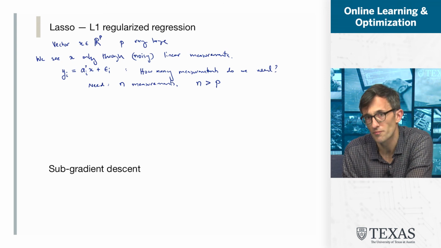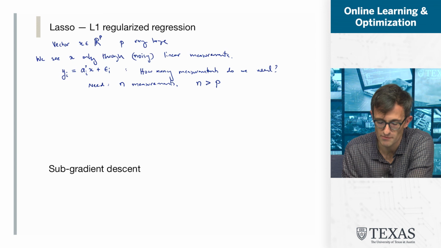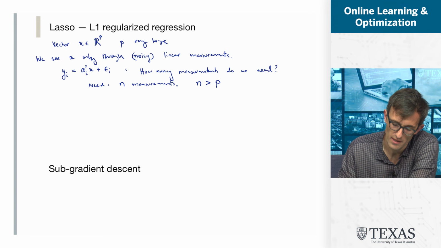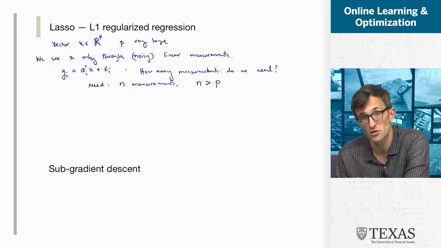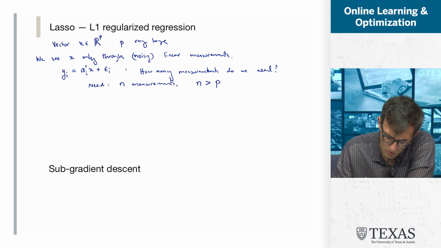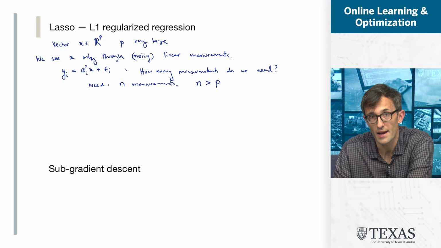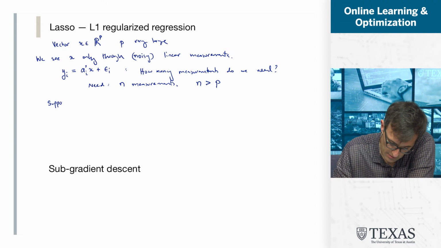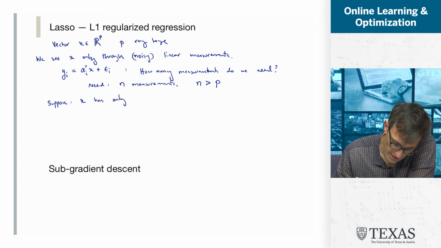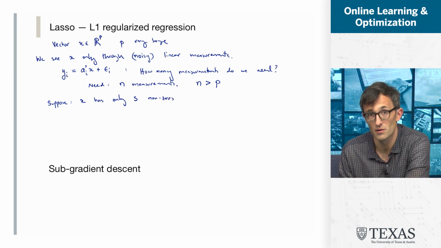But the idea with lasso, which stems from a lot of these medical imaging applications and other applications as well, is the setting where we happen to know something about x. And what we know about x is not linear information, it's nonlinear. So suppose that we know in addition that x has only a few non-zeros. Let's suppose that x, our unknown vector, has only s non-zeros.